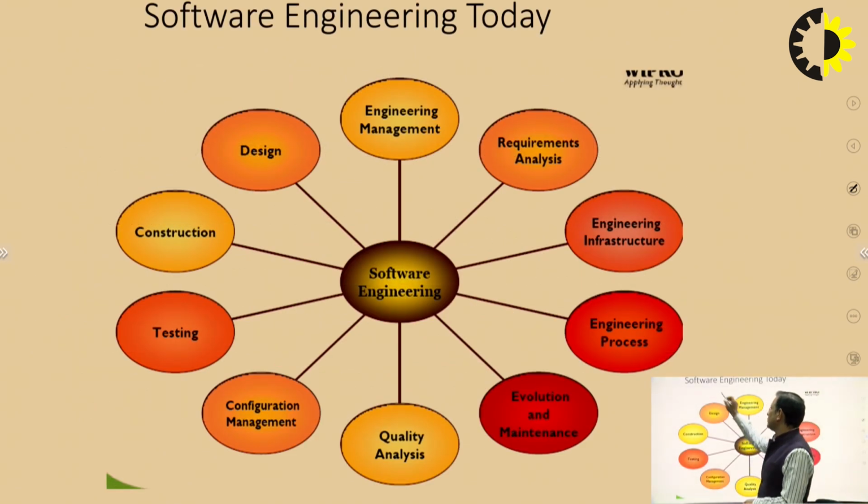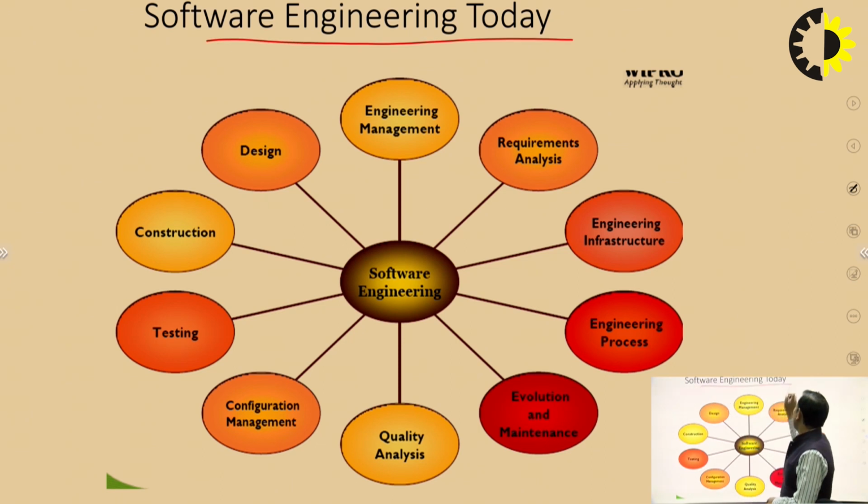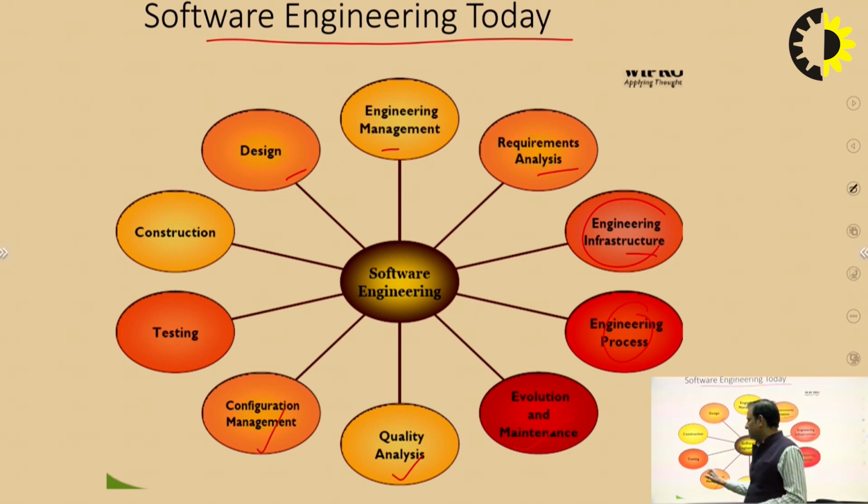So software engineering as we know it today is design, methods, requirement analysis, a combination of all these techniques, engineering infrastructure, engineering process, evaluation and maintenance, quality analysis, configuration management, testing, construction and all. So these all are included in software engineering.